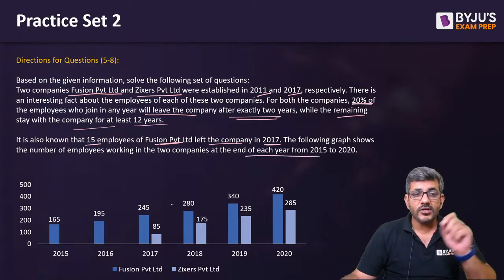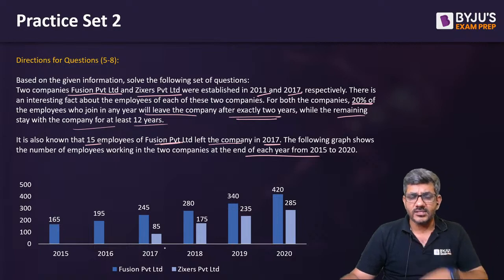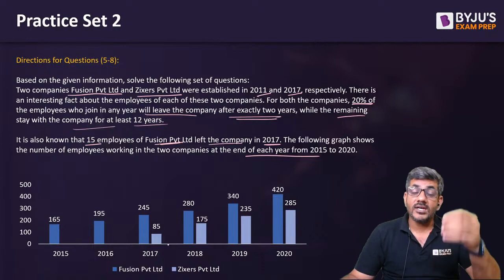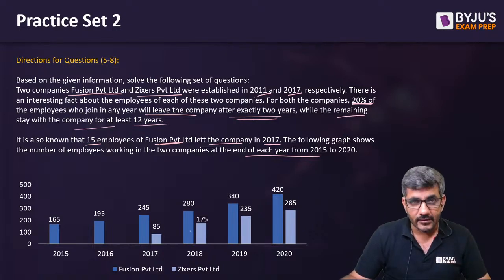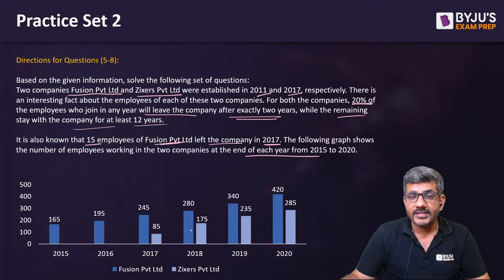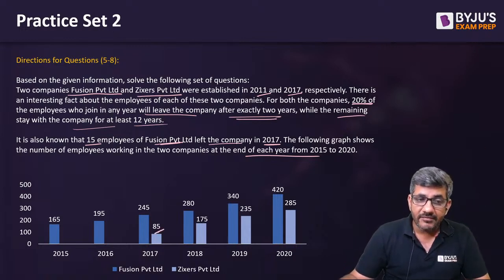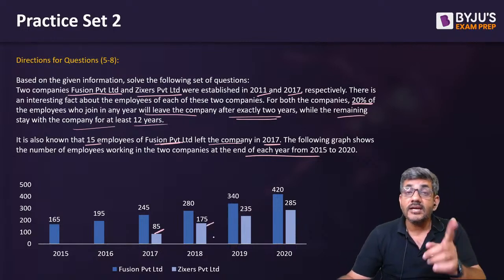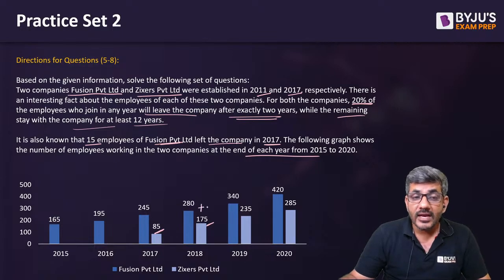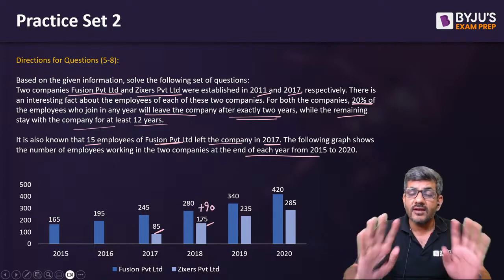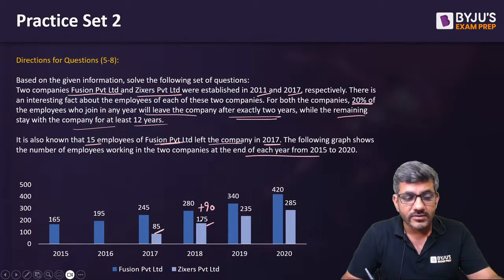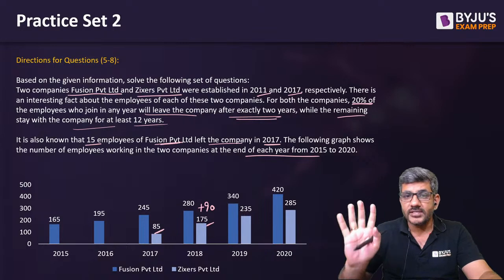Now, first of all, let's talk about XIMB Private Limited. They just started operations from 2017. He says whatever number of people join in a particular year, 20% of them leave exactly after 2 years, the rest keep on working. So in 2017, 85 people joined them. And in 2018, there were 175 people working. So can I say in 1 year, no one would have left? Straight away, I can say 90 people would have joined in 2018, right guys? I hope this is clear.